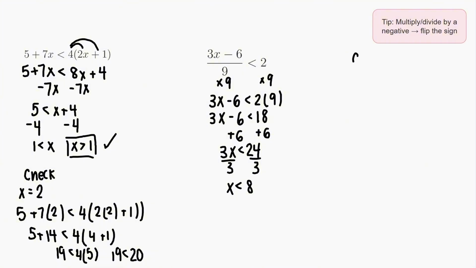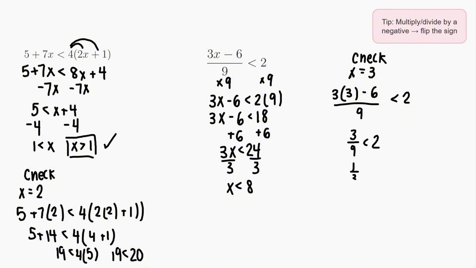So now let's check. We can check with, let's go with 3. 3 is less than 8, so that should work. So we'll do 3 times 3 minus 6 divided by 9 less than 2. We have 9 minus 6. We have 3 divided by 9 is less than 2. 1/3 is less than 2. That is true. So we know x is less than 8 is our final answer, and that's correct.